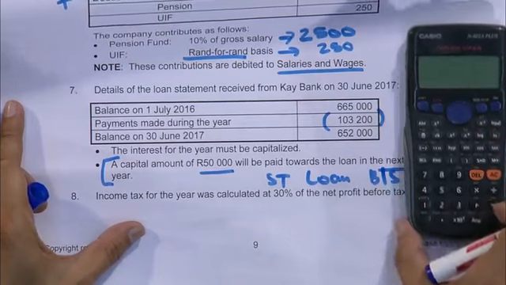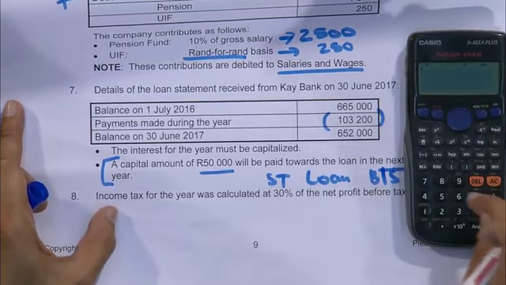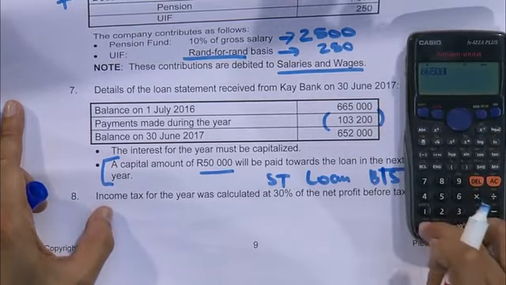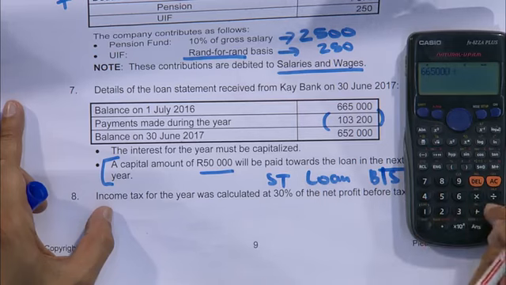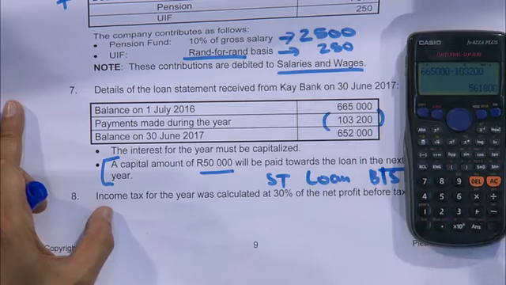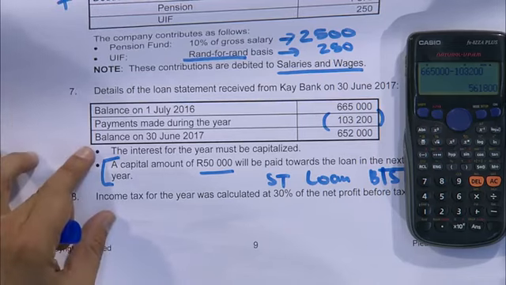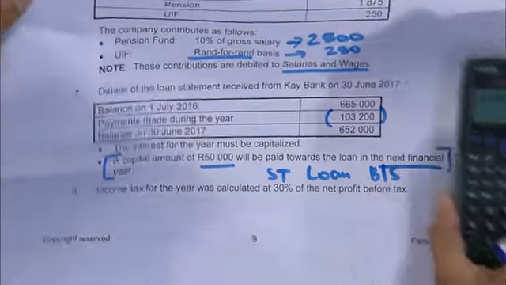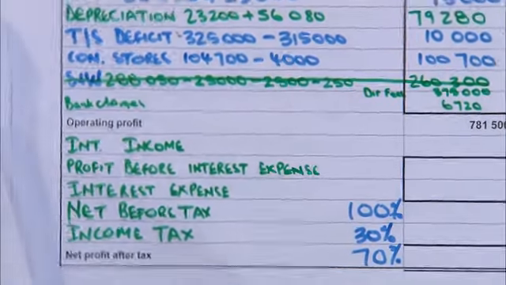Okay, so it's just an easy calculation. So 665,000 minus 103,200 gives you an answer of 561,800. That is now before the bank added the interest. Okay, so let's put this on a piece of paper, then you can see it much better.